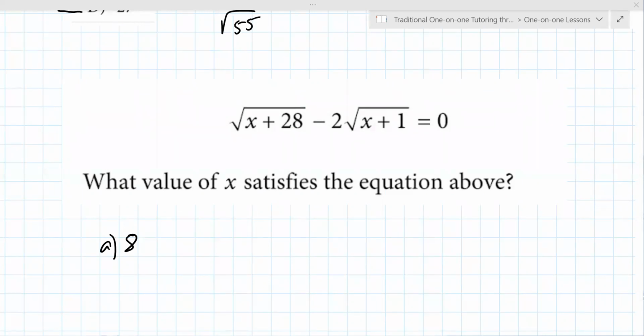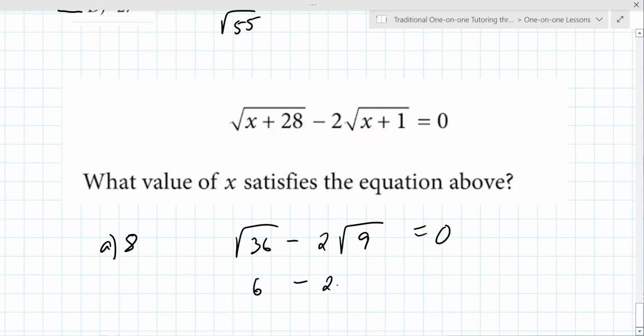It's the square root of 36, which is 6. Okay, and then keep going. Minus 2 times the square root of 9. Does this equal 0? Yes. Yes, it does.